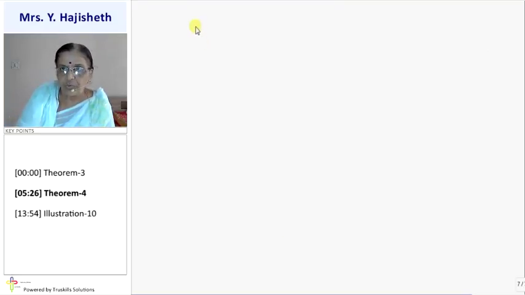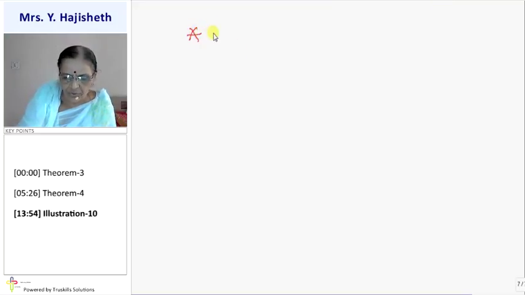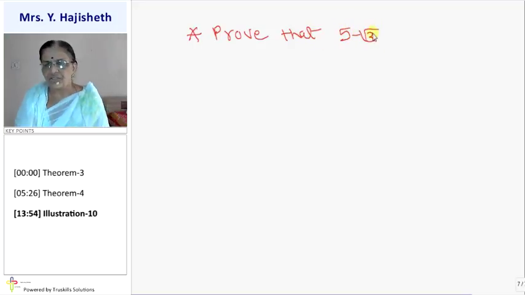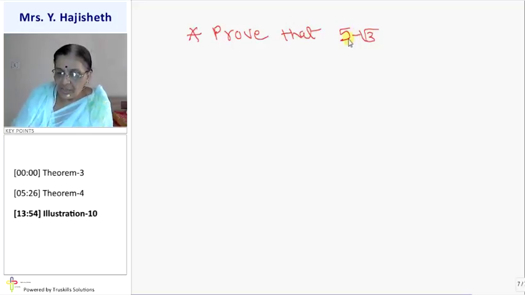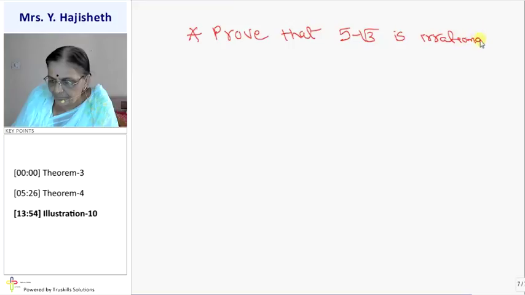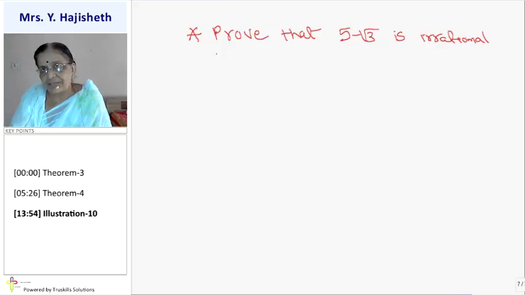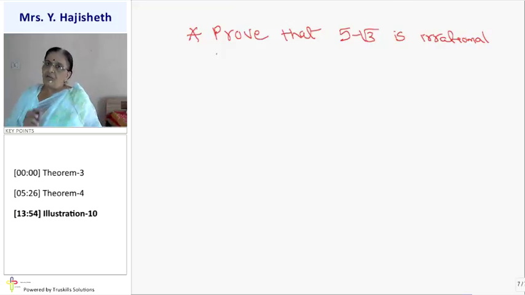Suppose you want to prove, instead of single irrational number, suppose there is combination of two numbers. One is rational, one is irrational, or both are irrational. Addition of rational and irrational, or addition of two irrational. Any combination is given. Suppose you are asked to prove that 5 minus root 3 is irrational number. Then this also we can prove by contradiction method. But here, one thing you remember. Here root 3 is an irrational number we are accepting as a fact.